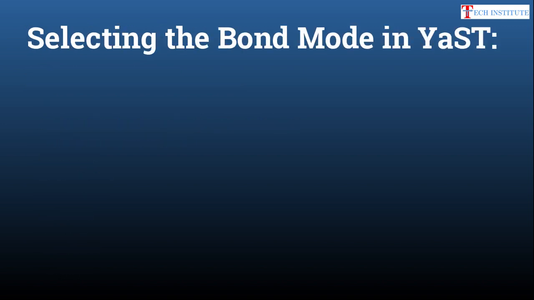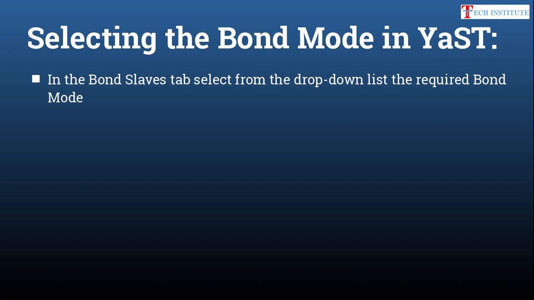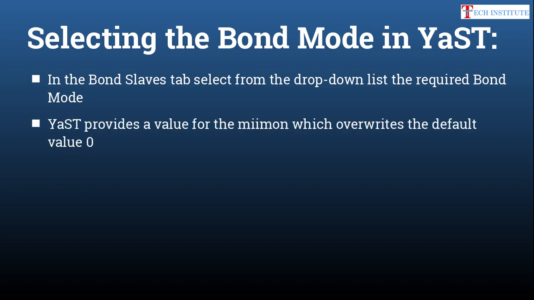Now moving ahead, how will you select the bond modes in YaST? As I was telling you, it's very easy. In the slave tab, you go and select the required bond mode from the drop down list. You'll see all the bond modes are there, like active backup or balance, broadcast, all those things. Here one more thing you need to remember: if you are using YaST, one advantage you get is for the MII mode, which is by default set to 0, YaST always goes and overrides that with the value 100.